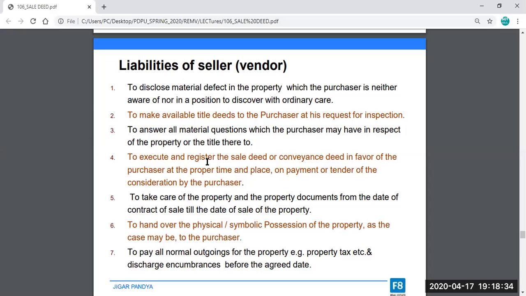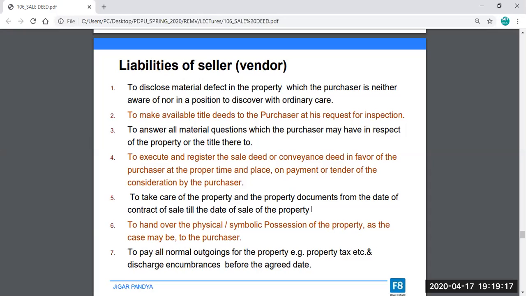To execute and register the sale deed or conveyance deed in favor of the purchaser at a proper time and place on payment or tender of the consideration by the purchaser. So once all the transaction money has been received by the seller, it is the seller's duty to ensure that he signs the sale deed, pays or gets the stamp duty paid, and gets it registered in the name of the buyer. To take care of the property and the property documents from the date of contract of the sale to the date of sale of the property.